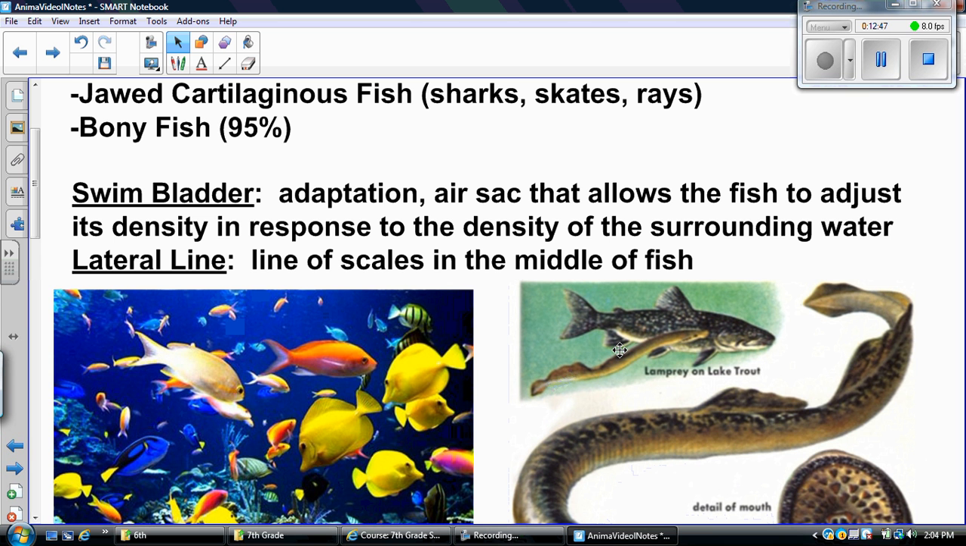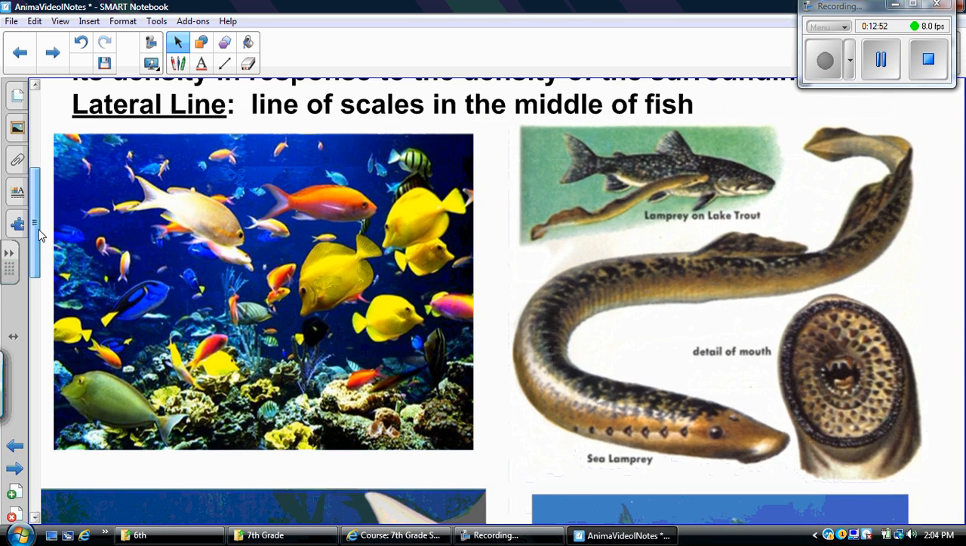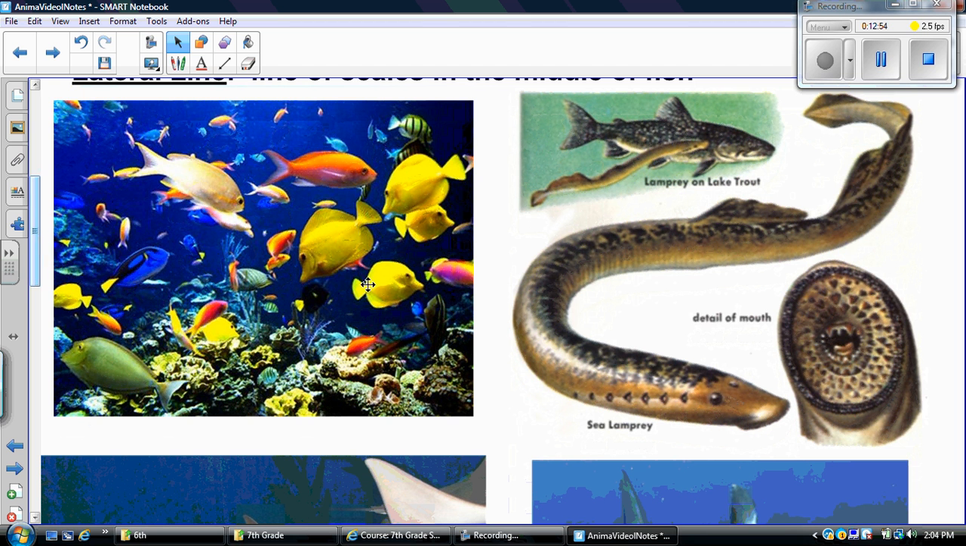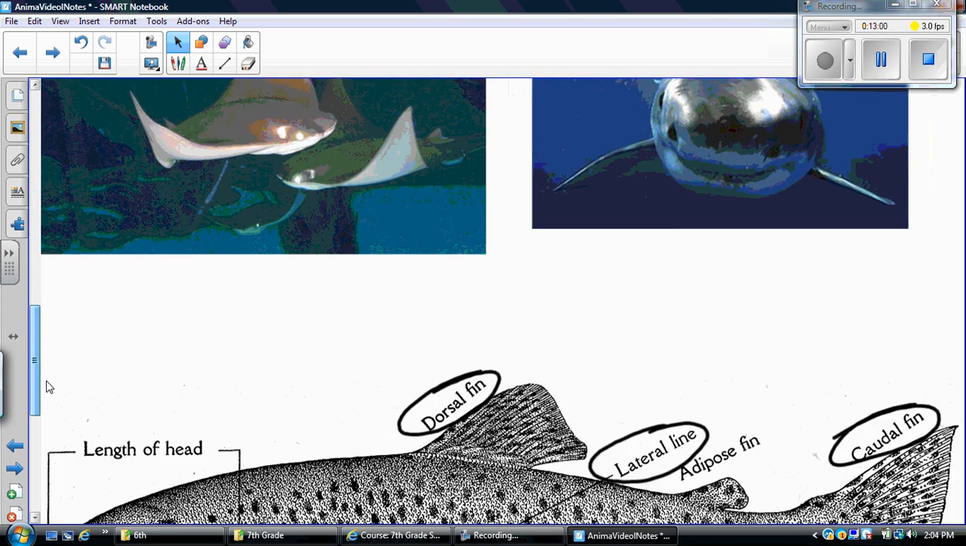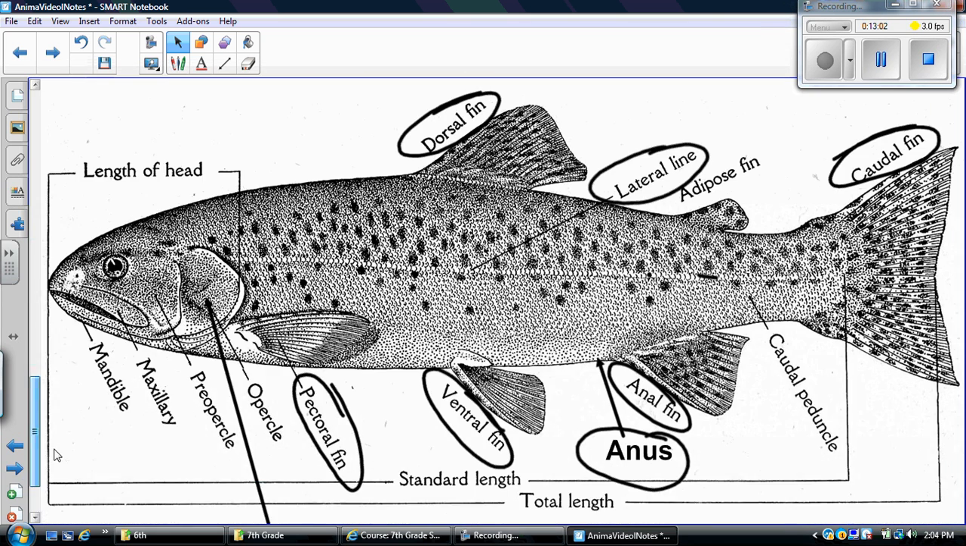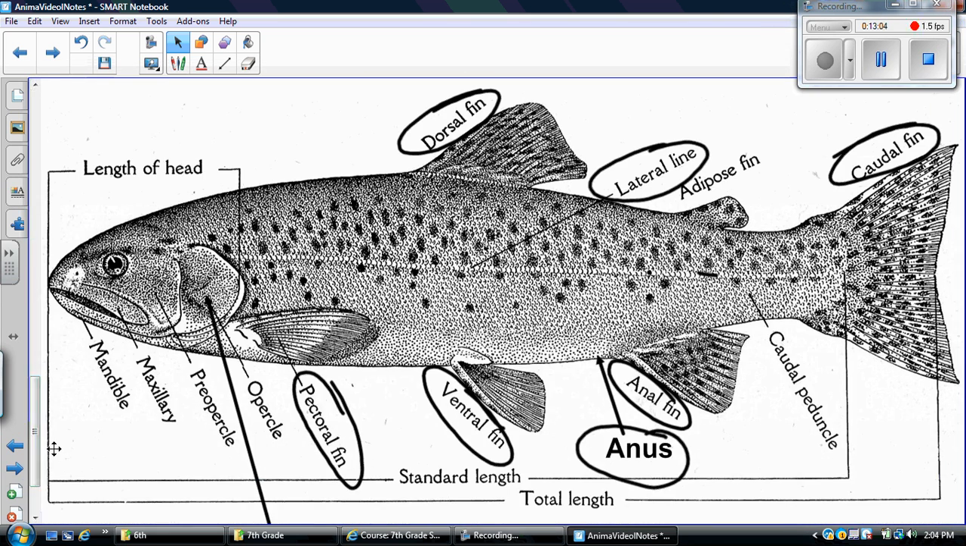There's your lampreys and eels, and eels. Oh, doesn't that look scary? And then sharks and rays and skates. So I'll give you an idea for a fish, that's that lateral line.